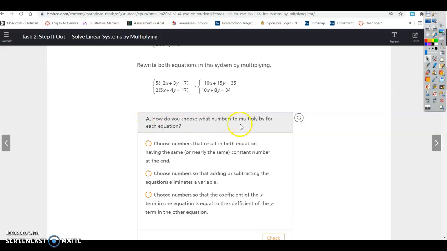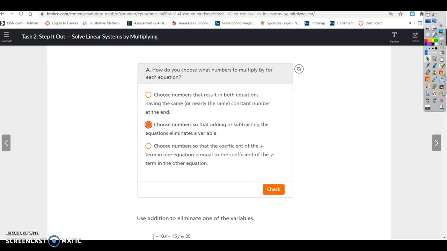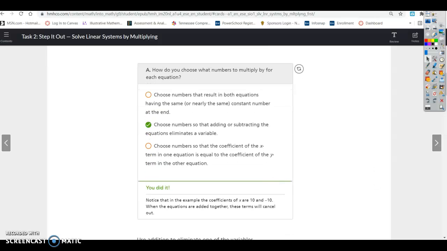All right, so how do you choose what numbers to multiply by for each equation? Choose numbers that result in both equations having the same constant number at the end. No, we're not concerned about the constant term. Choose numbers so that adding or subtracting the equations eliminates a variable. That sounds accurate because that's what we want, is to eliminate a variable. And then the last one says choose numbers so that the coefficient of the x term in one equation is equal to the coefficient of the y term in the other equation. Well, we don't care if the x and the y coefficients are the same, so the only answer that makes sense is the middle one there.